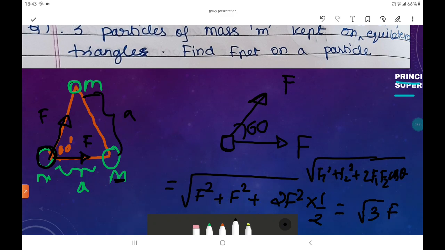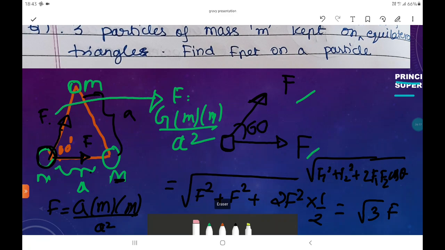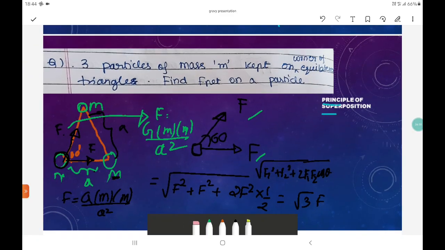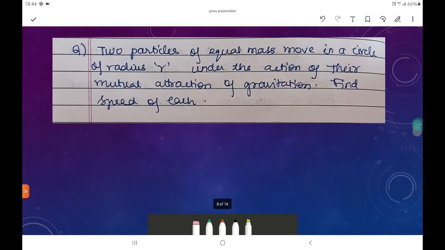Now you may ask me why I consider both the forces equal. You see, this one F is equal to G into M upon distance square, so a square. Similarly this force F is equal to G into M upon a square. So both are equal only, that's why I consider them as F only. So I am doing sums very roughly, no matter, you need to get your pen and paper so that you will get some interest.